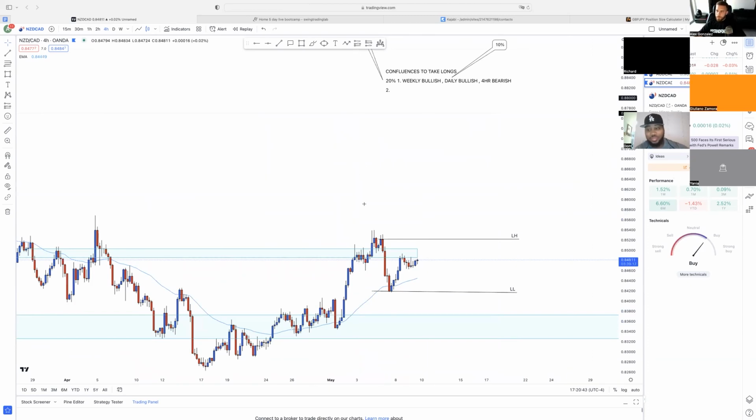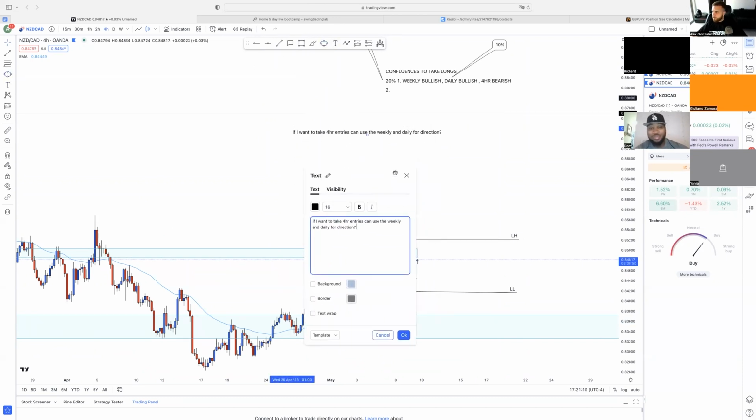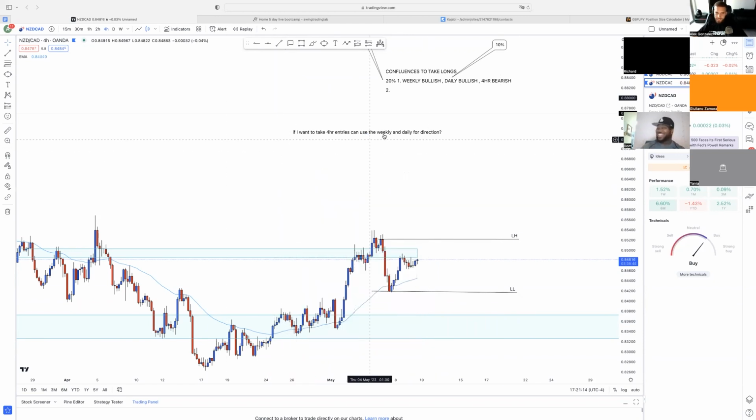Can you explain the elbow theory again? The recording is going to explain it in great detail. It's just every single structure point that you can draw a line at. I feel like I explained it well. Yes, there's only day one. If I want to take 4-hour entries, can you use the weekly and the daily for direction? I don't even know what that means. I would just say I don't know. We'd just stick to whatever I'm going to teach you tomorrow. There's no need to complicate it, honestly.